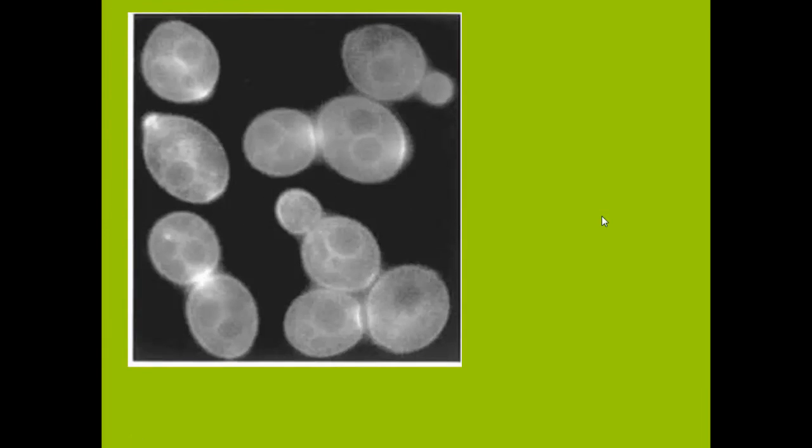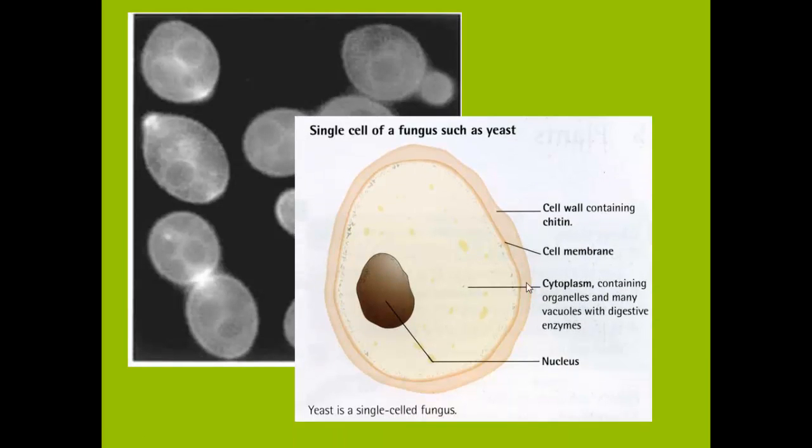These are yeast, the long-awaited yeast. Here we go. They are single-celled. They've got a nucleus in the middle. They are eukaryotic. Eukaryotic is a word which means contains a nucleus. Animals are eukaryotic, plants are eukaryotic, and fungi are eukaryotic.